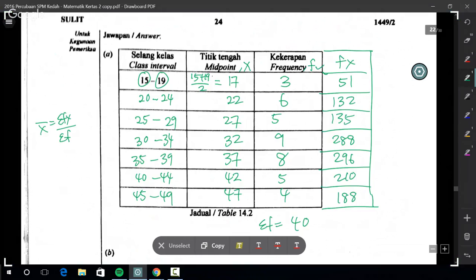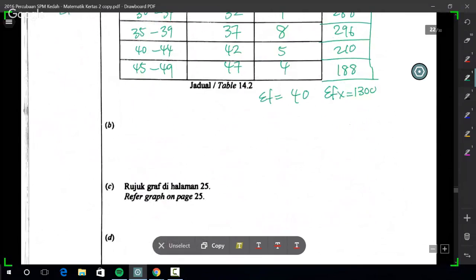All right, then this, I must sum all the numbers together. This is the reason why you will see sum of fx here, because this is all the fx summed together. This symbol means summation, meaning all plus together. So 51 plus 132 plus 135 plus 288 plus 296 plus 210 plus 188. Then I will get 1300.